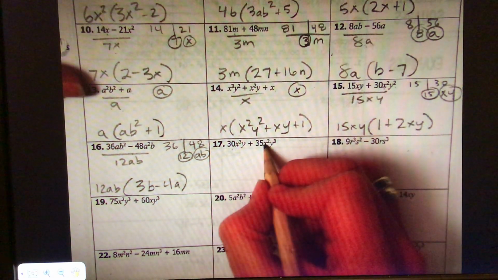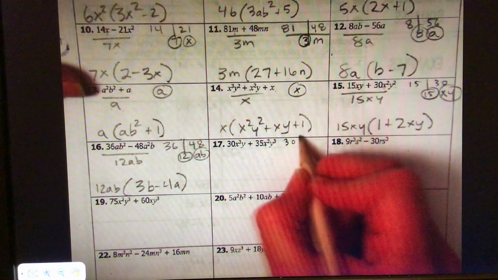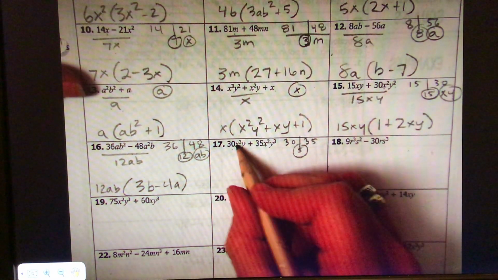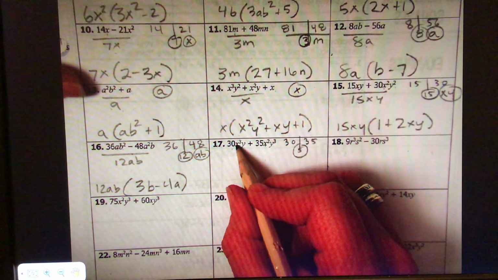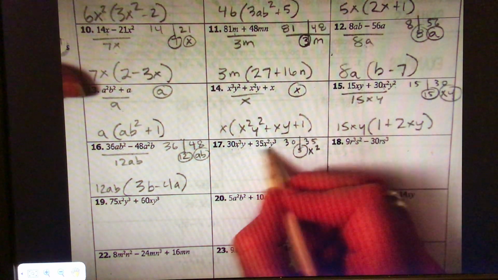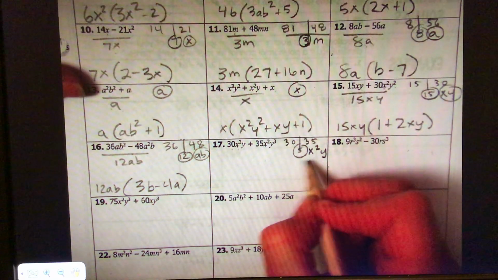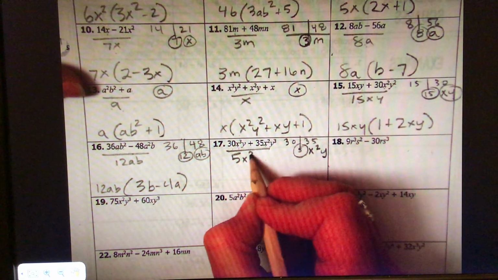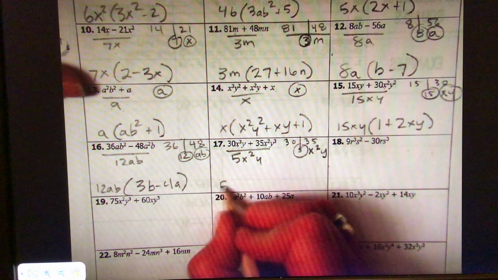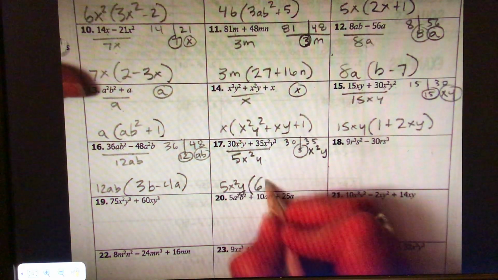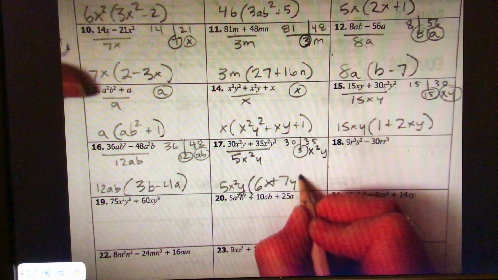I've got 30, I've got 5. I already know those numbers really like 5. So what else? I got an x. I got 2 x's. I got x squared and I've got a y. Yeah. So I'm putting all this over 5x squared y. 5x squared y is outside. Divide these, I get 6x left over plus 7y squared.